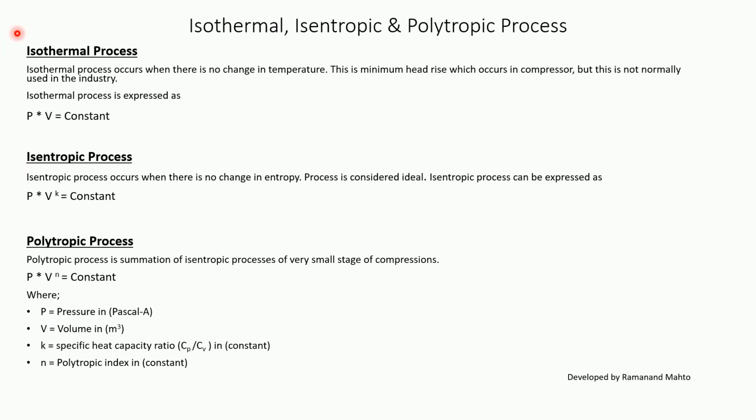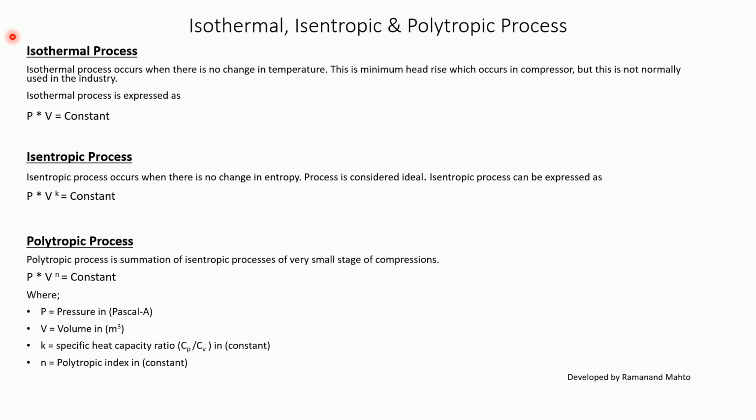Isothermal head. The isothermal process, isentropic process, and polytropic process. Isothermal process is when there is no change in temperature, and this is the minimum head rise which occurs in a compressor. But as I said, this is not normally used in the industries. Isothermal process is expressed as P into V is equal to constant because temperature remains constant.